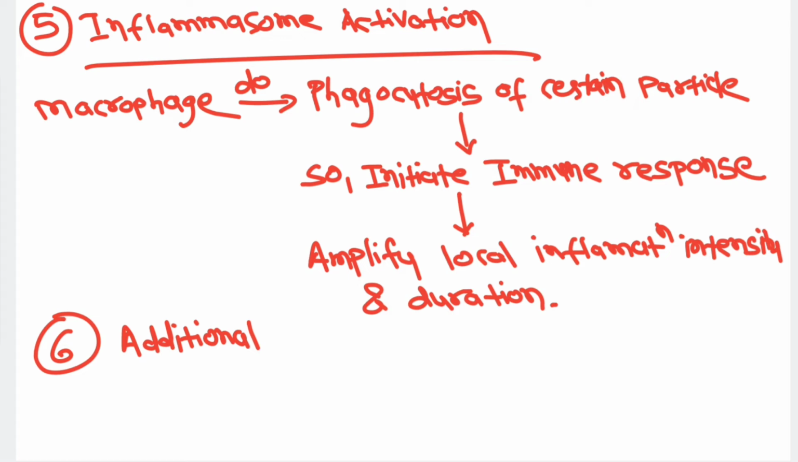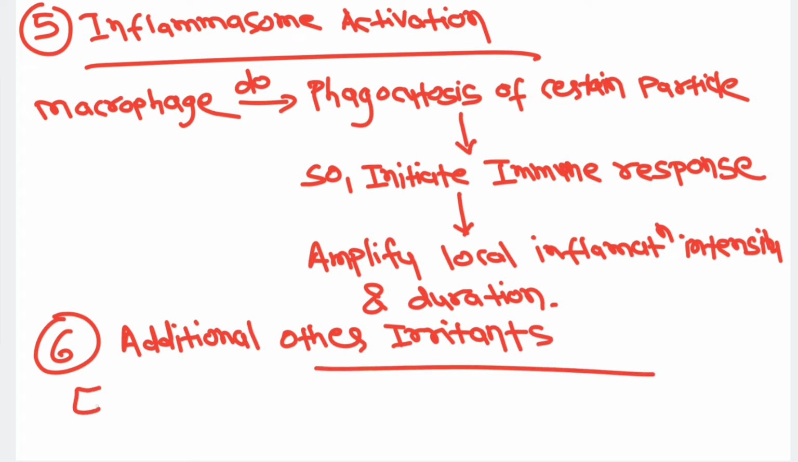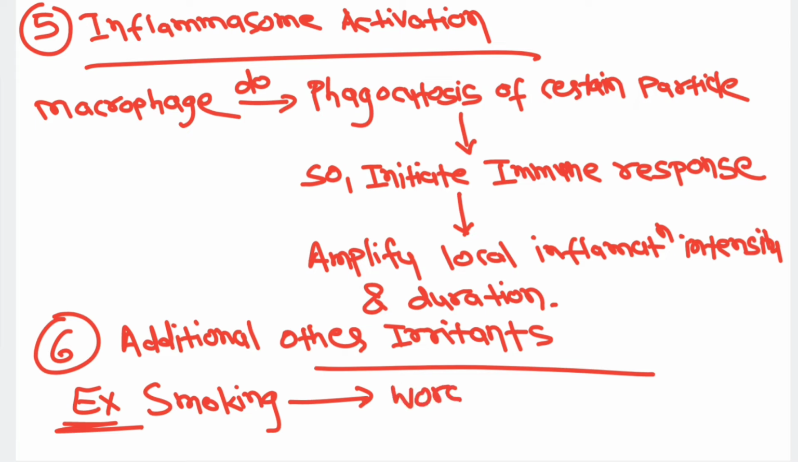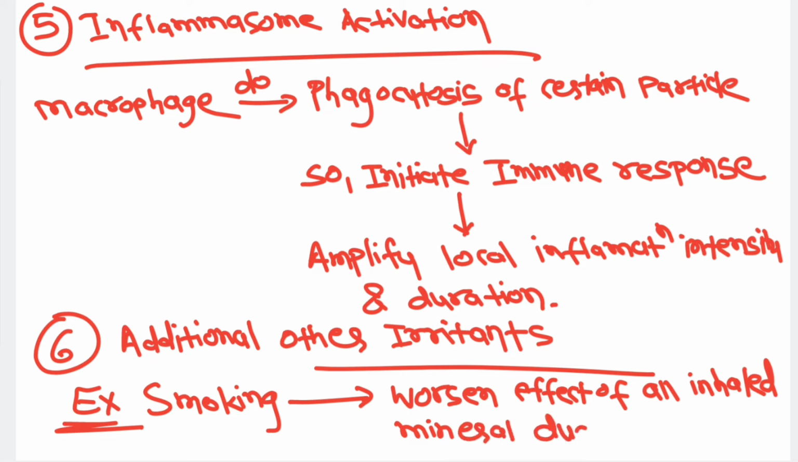The sixth important factor is additional other irritant factors. If you have additional exposure to irritants apart from mineral dust, like smoking, the smoking will act as an additive to worsen the effect of all inhaled mineral dust. Smoking can worsen the effect of all exposed mineral dust, so they can favor pneumoconiosis development.